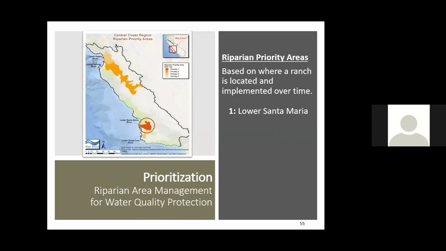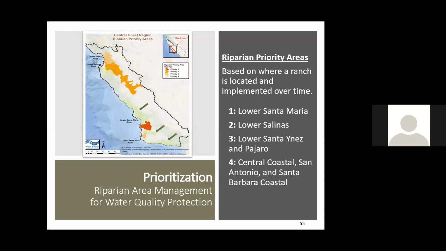Priority Area 1 will be in the lower Santa Maria watershed, Area 2 in the lower Salinas, Area 3 in the lower Santa Ynez and Pajaro watersheds, and finally Area 4, which is in the central coastal, San Antonio, and Santa Barbara coastal watersheds. Farms in riparian priority areas have 4 compliance pathways to meet the requirements, and I'm going to discuss those in later slides. Areas that are not displayed on this map are not in a riparian priority area. These farms will need to have an operational setback.